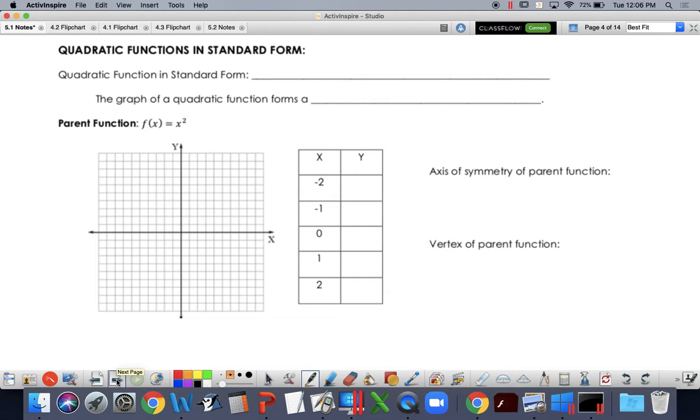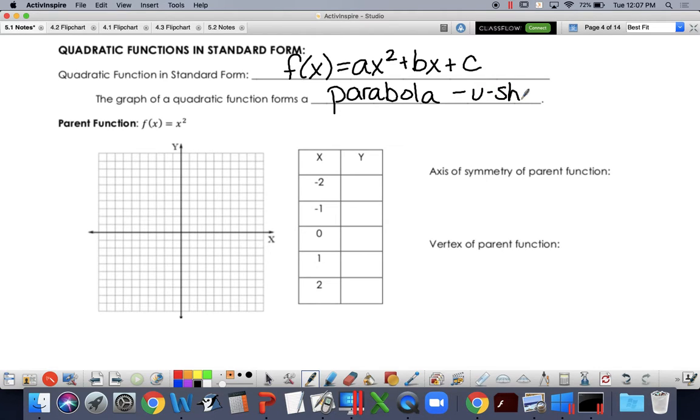So let's talk about what is standard form of a quadratic function. Let's formally put it in our notes. It is ax squared plus bx plus c. And the graph forms our shape, right? And we've used this term for a while, which is a parabola. It has a U shape, either up or down.